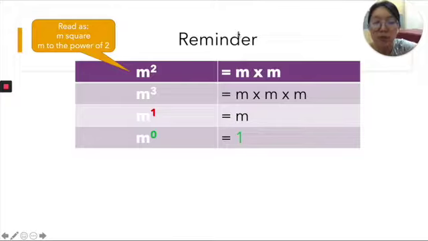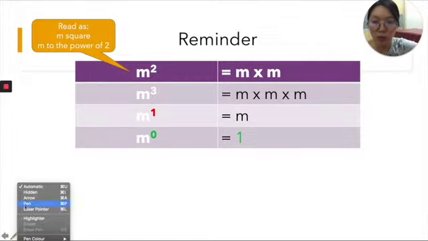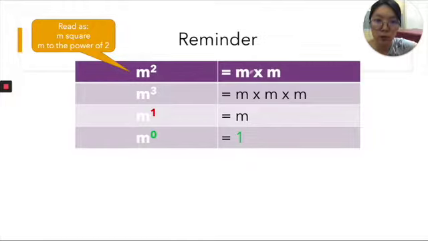Here is a reminder for all of you. We have this m square in chapter 3. We learned that m square equals m times m, and m cubed equals m times m times m. M square, we can also read as m to the power of 2. So here is the power for m. This is what we call power.